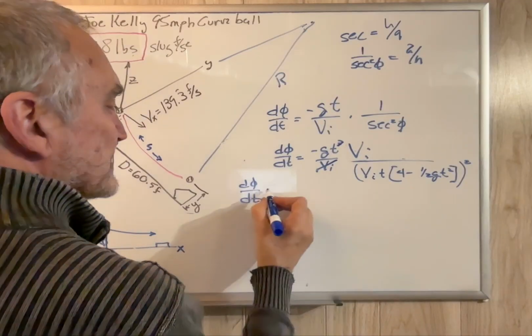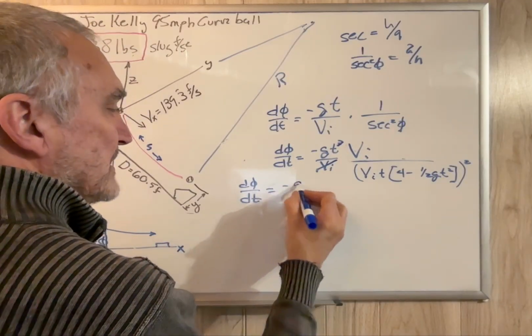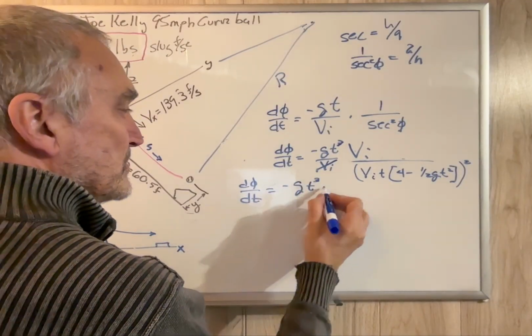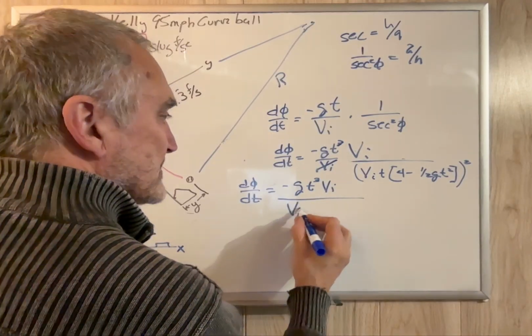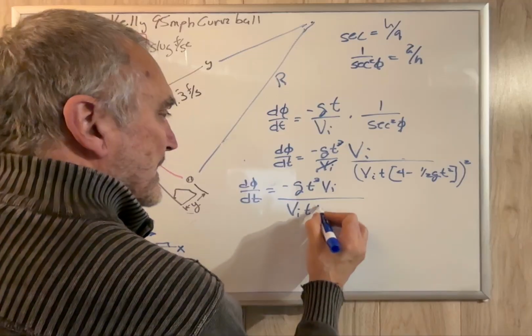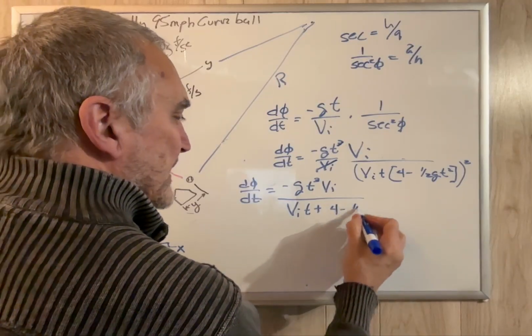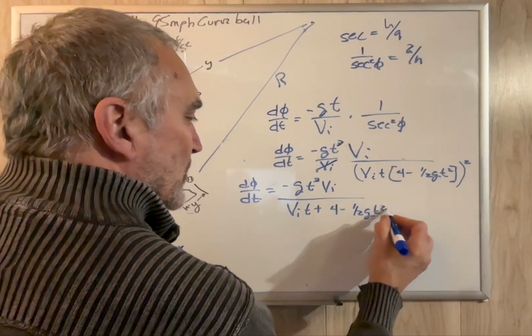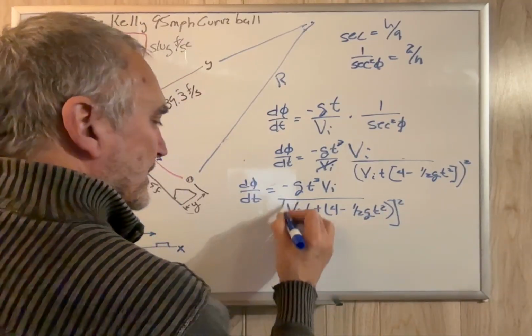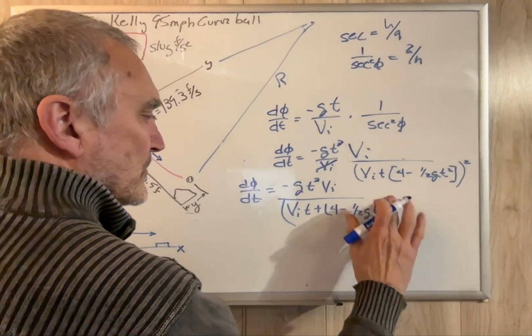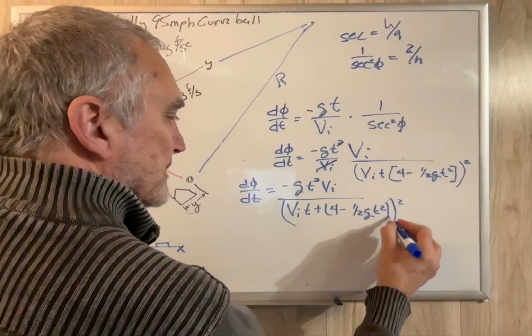And let's go for that. So we have negative g t cubed, velocity initial, divided by all this, velocity initial t plus 4 minus 1/2 g t squared. And don't forget, we got to square this thing.